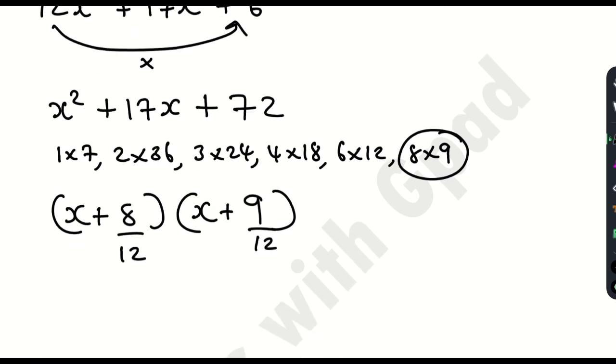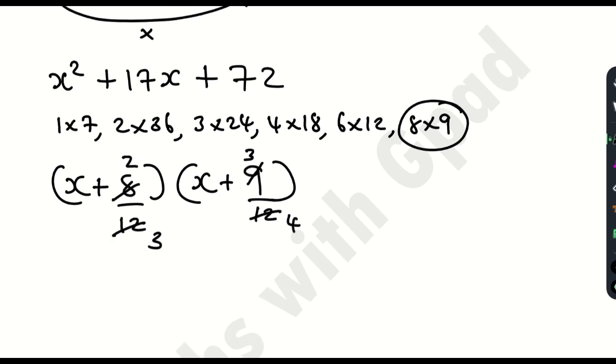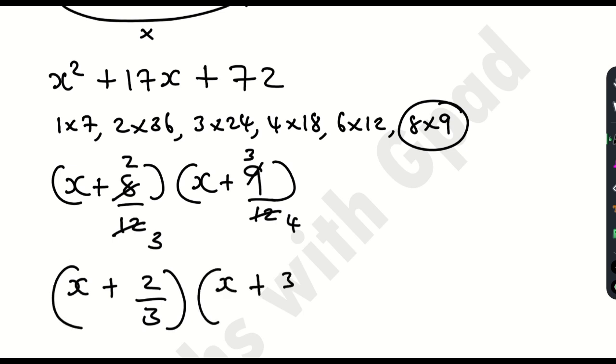So let's simplify 8 over 12. 4 can divide 8 and 12. 4 into 8 is 2. 4 into 12 is 3. Then let's divide 9 and 12. 3 into 9 is 3. 3 into 12 is what? 4. So what do we have? We have x plus 2 over 3 in one bracket, and then x plus 3 over 4.